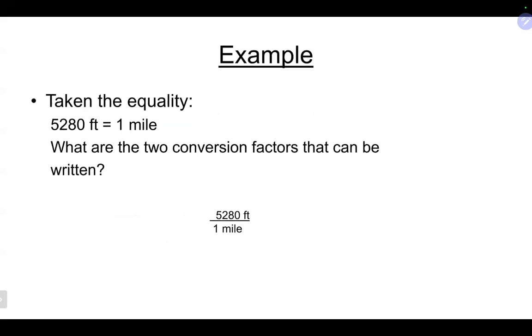All right, so a couple examples of writing conversion factors from equalities. 5,280 feet equal 1 mile. We obviously could write 5,280 feet over 1 mile, or 1 mile is 5,280 feet.